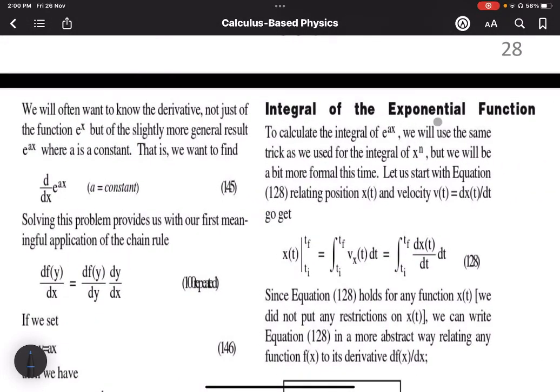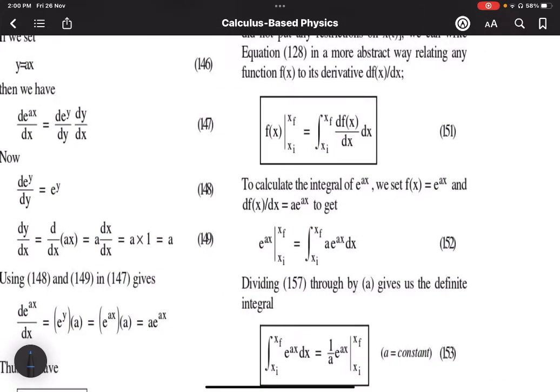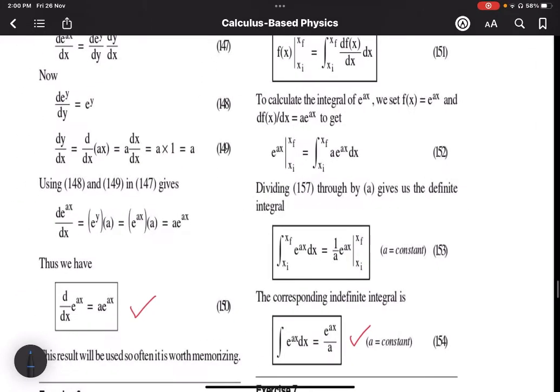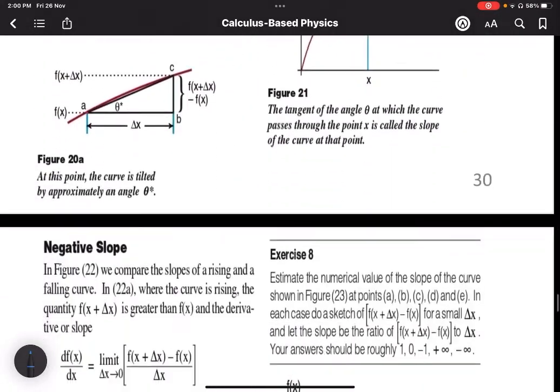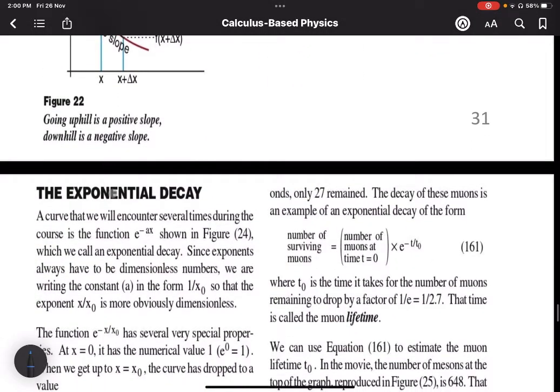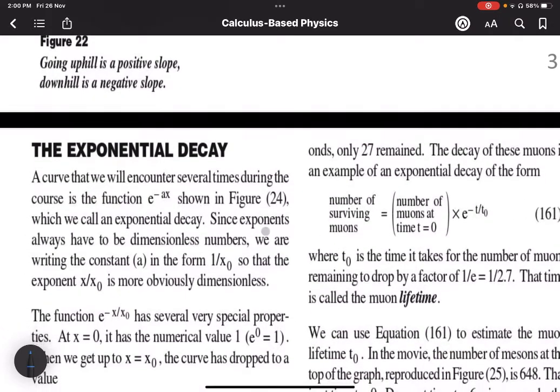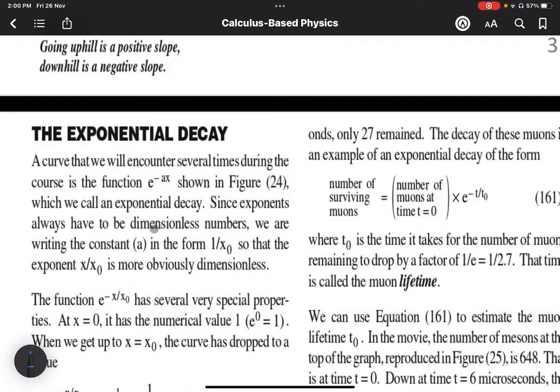Integral of the exponential function. Yan. Si e-ax ay isang exponential function. No? Ngayon, pag yung kanyang power naging negative, it will become an exponential. It represents exponential decay. Since exponents always have to be dimensionless numbers, we are writing the constant a in the form of 1 over x0, so that the exponent x over x0 is more obviously dimensionless.